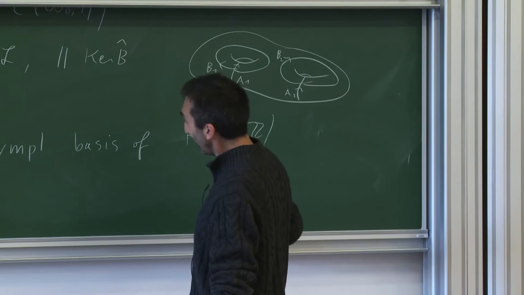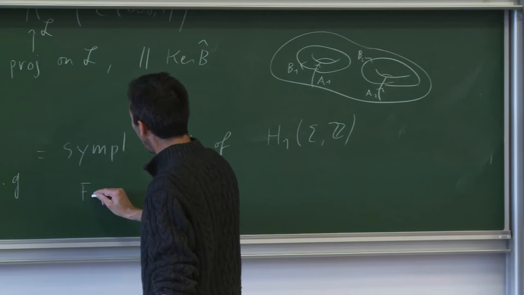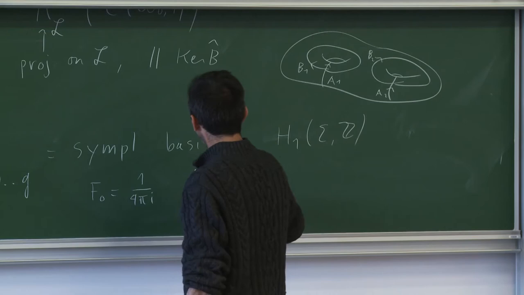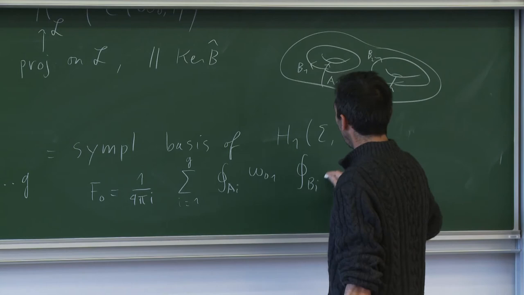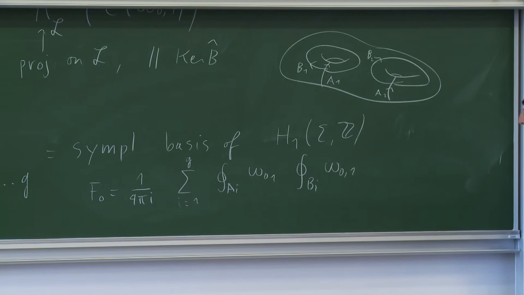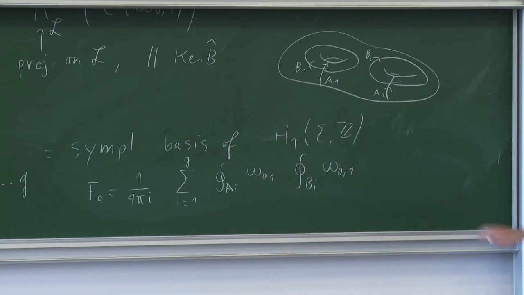Then what is F0? F0 would be 1 over 4 pi i, sum over i equals 1 to g of the integral over A_i of omega_{0,1} times the integral over B_i of omega_{0,1}. Well, that's correct if omega_{0,1} has no poles, for instance. But if it has poles, then there are extra terms associated to the cycles. But this is the part I want to say.